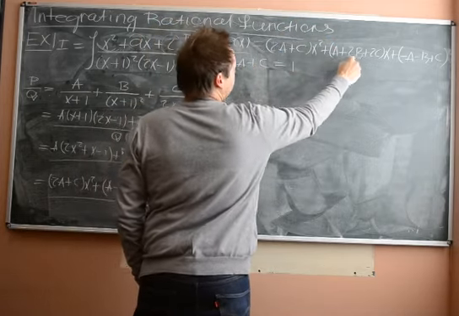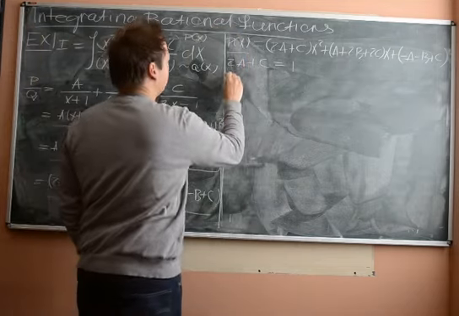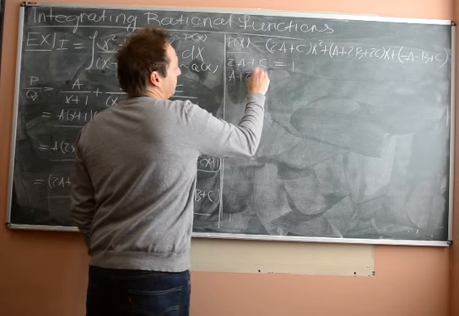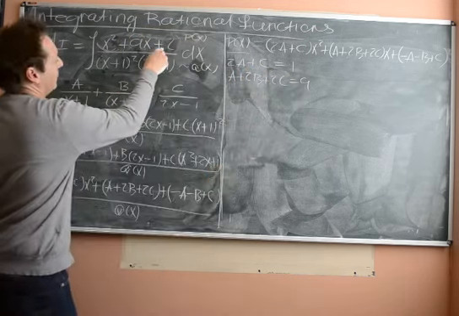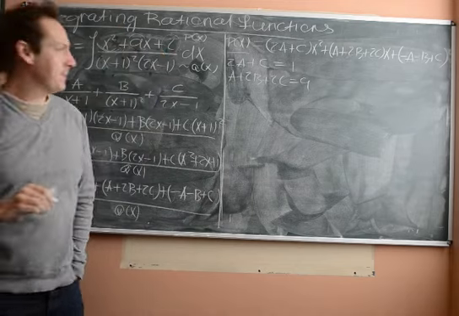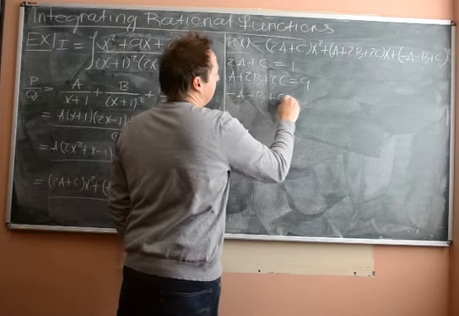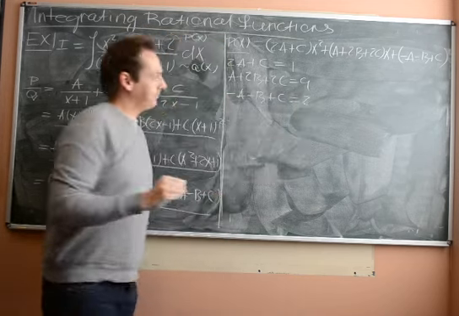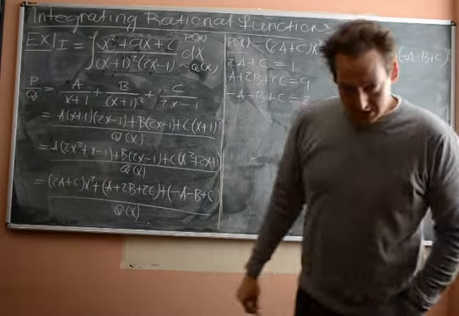And here we have a plus 2b plus 2c x. And here we have 9x. So that means a plus 2b plus 2c equals 9. And here we have a constant 2. And there we have the constant minus a minus b plus c. So we have minus a minus b plus c equals 2. So we end up with three equations in three unknowns.